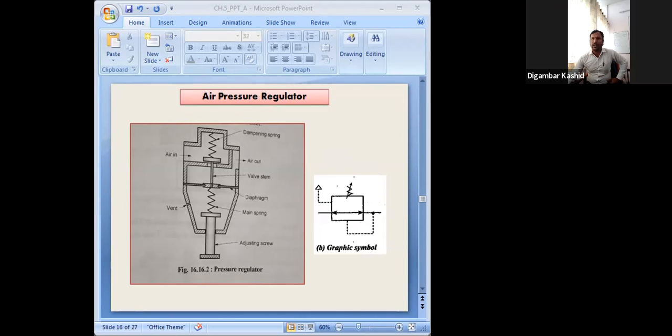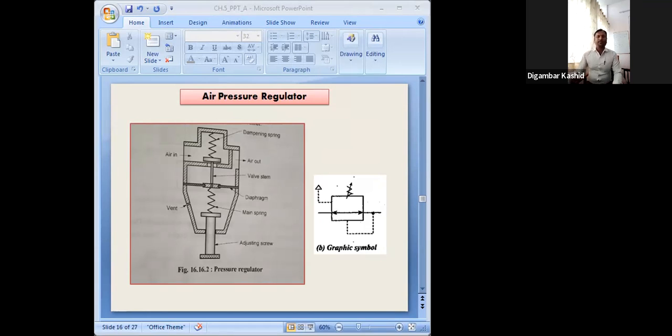The diaphragm allows the proper amount of movement for opening and closing of the valve seat. When the air comes inside, and if its pressure is up to the mark, then the air will go out through this port. That means at normal position this air pressure regulator is open.